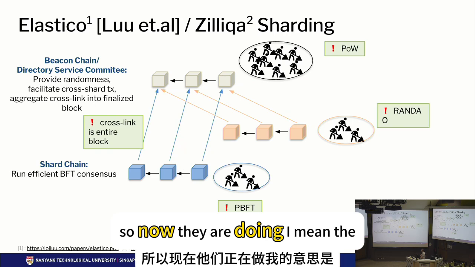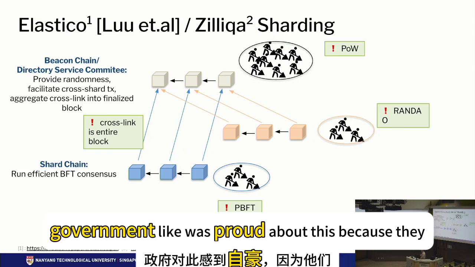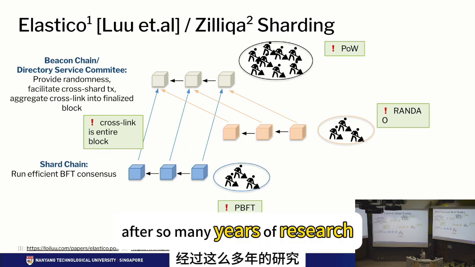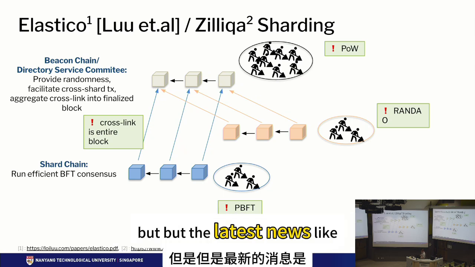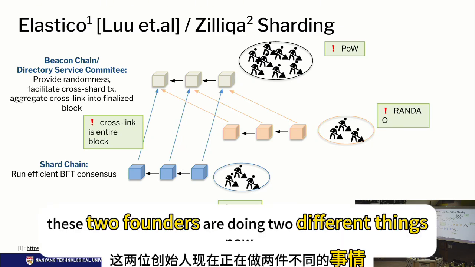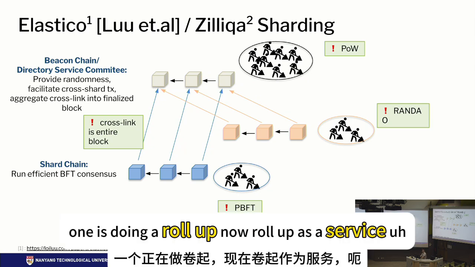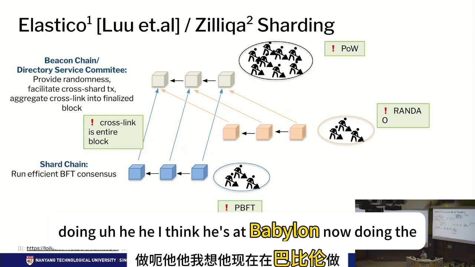So now, the Zilliqa blockchain is still there. It has been running pretty well. Sometimes the Singapore government was proud about this because they felt like, oh, this is a Singapore-born blockchain. Seems very encouraging after so many years of research. But the latest news, these two founders are doing two different things now. They are not at Zilliqa anymore. One is doing rollup as a service now, which is Jiaqi, the CTO of Zilliqa. The other one, I think he's at Babylon now doing the Bitcoin layer 2.